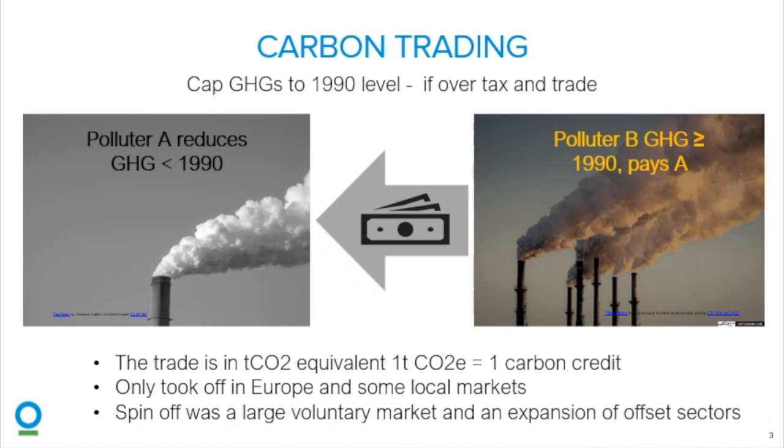The cap and trade market only really took off in the European Union and a few local markets. It resulted in a voluntary market driven mainly by corporates outside of the compliance market, and it allowed for inclusion of offset sectors not allowed in the compliance market, such as regenerative agriculture.